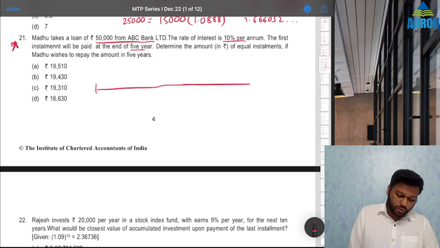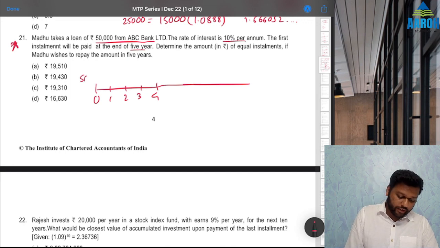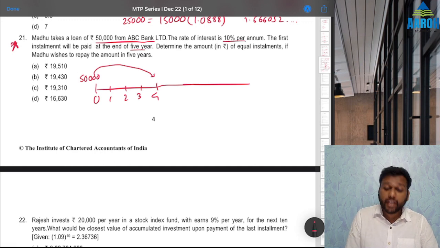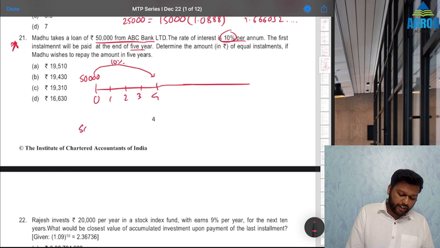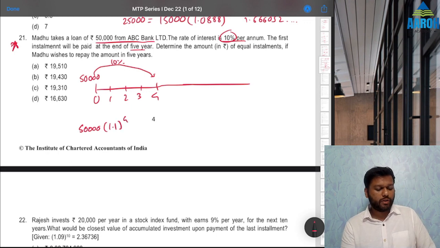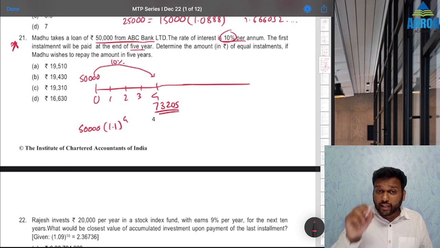So for years 0 to 4, 0, 1, 2, 3, 4, there is no activity on this loan. So when we take 50,000 and we don't do anything, it will just keep on growing at the interest rate of 10%, right? So 50,000 at the interest rate of 10% will become how much? How can we find it? 50,000 into 1.1 raised to 4, right? 4 years. So 1.1 raised to 4 into 50,000, that is 73,205. So the loan is 73,205 at the end of the 4th year.